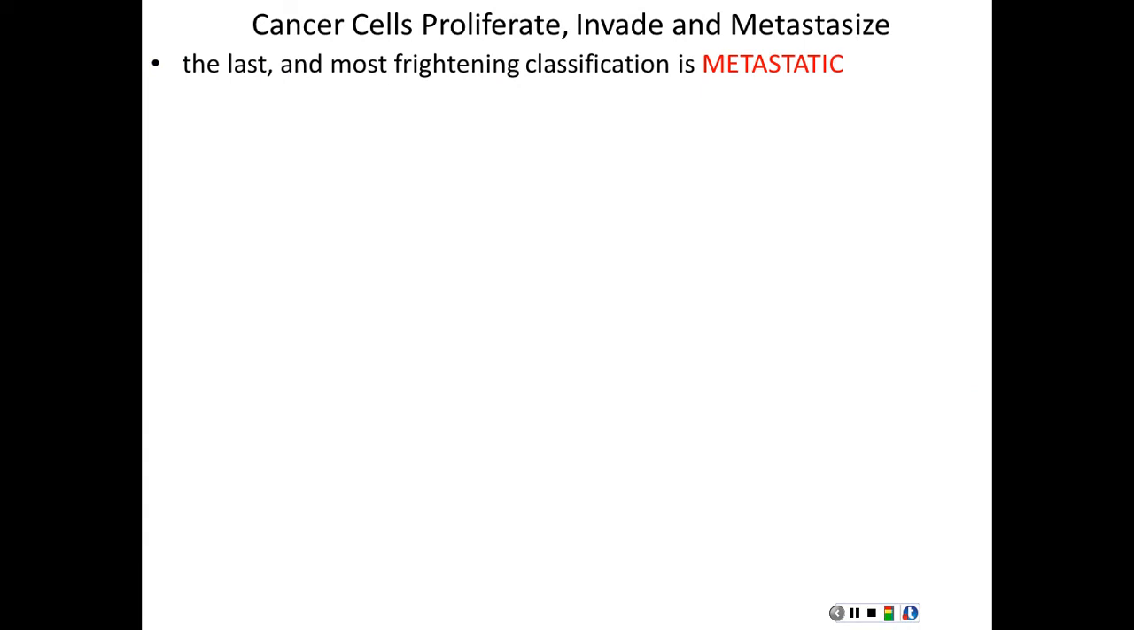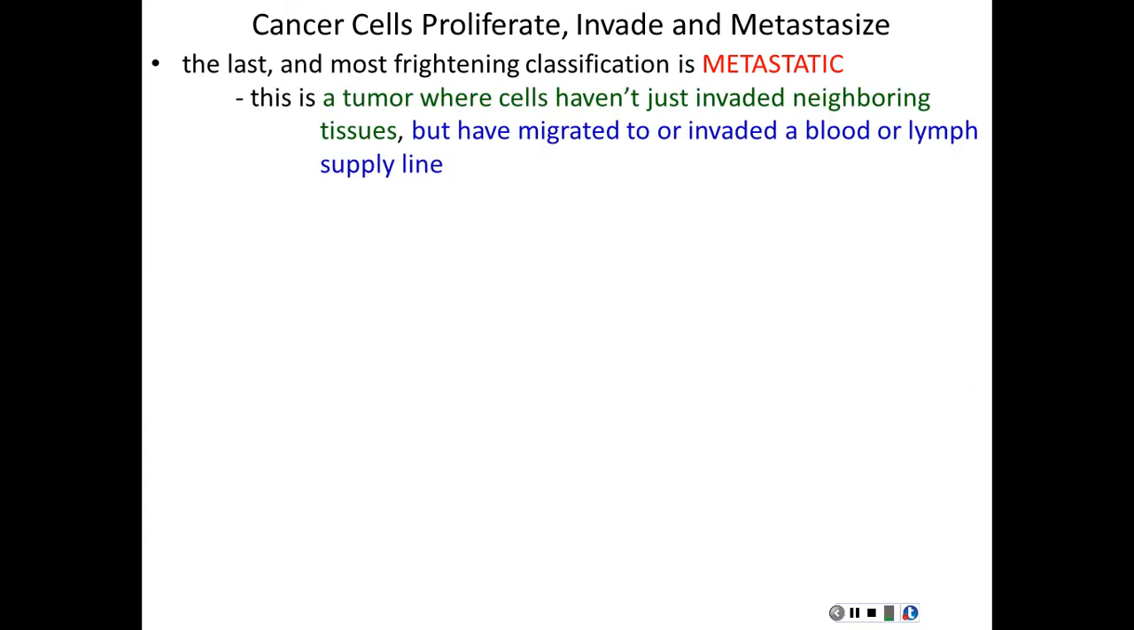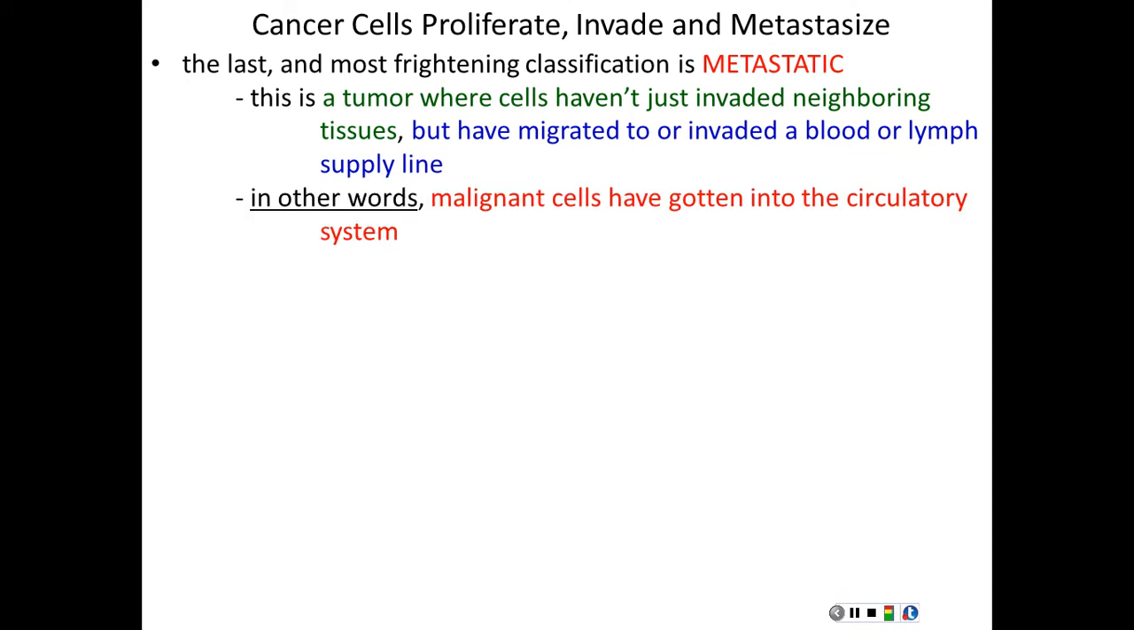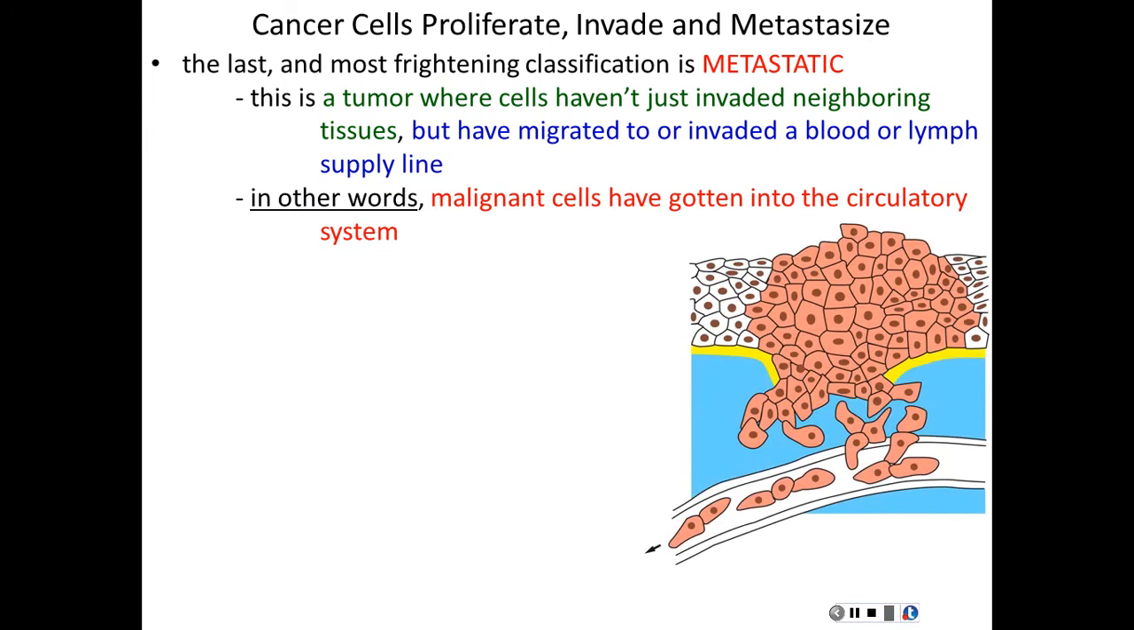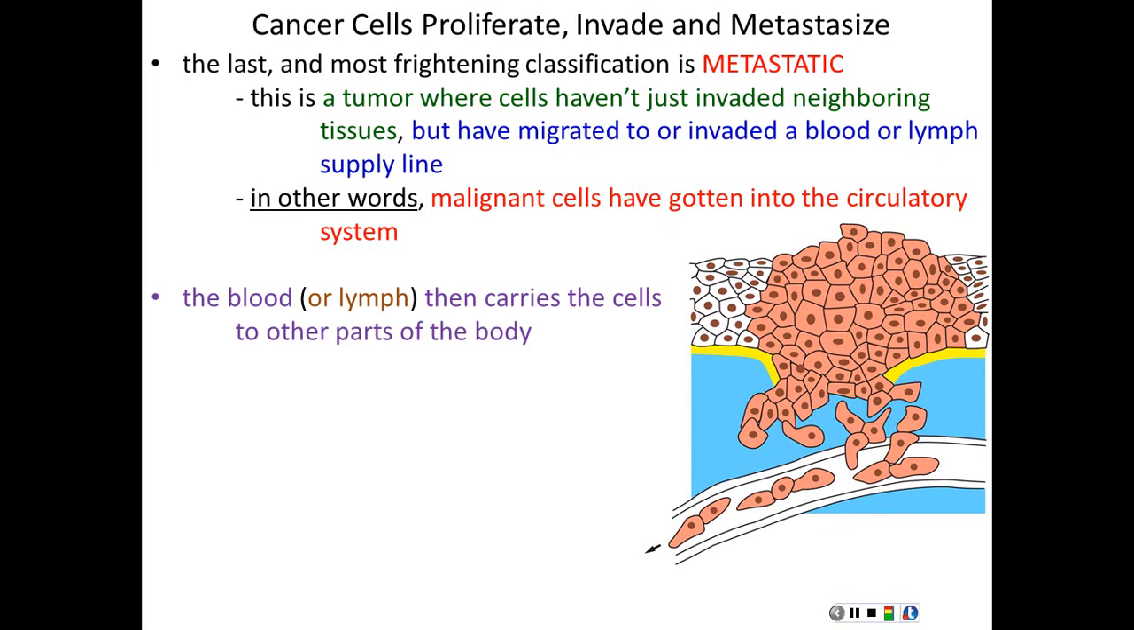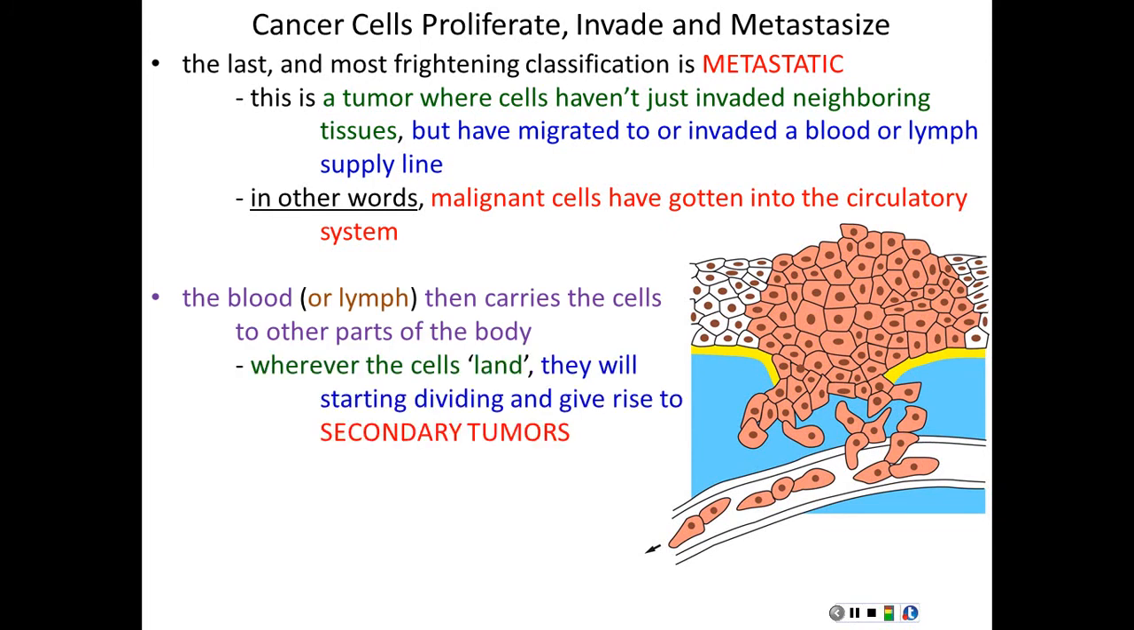The last and most frightening classification of cancer is the metastatic cancer, the most dangerous. This is where the tumor is not only invasive of cells in its neighboring population, but these tumor cells have migrated to or invaded the circulatory systems, either the blood system or the lymph system. And these circulatory systems take those cancer cells to other parts of the body. Once a cancer has gone metastatic, it can theoretically spread anywhere. The blood or lymph carries those cancer cells to other parts of the body.